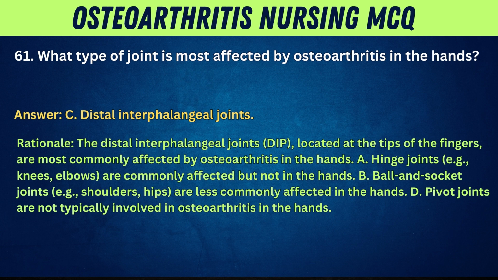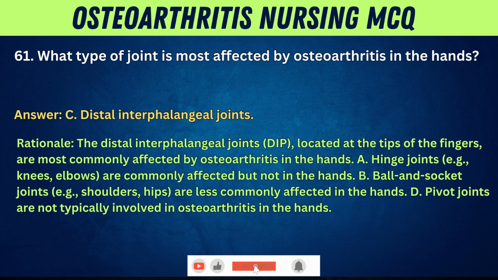Rationale: The distal interphalangeal joints, DIP, located at the tips of the fingers, are most commonly affected by osteoarthritis in the hands. A. Hinge joints, e.g., knees, elbows, are commonly affected but not in the hands. B. Ball and socket joints, e.g., shoulders, hips, are less commonly affected in the hands. D. Pivot joints are not typically involved in osteoarthritis in the hands.